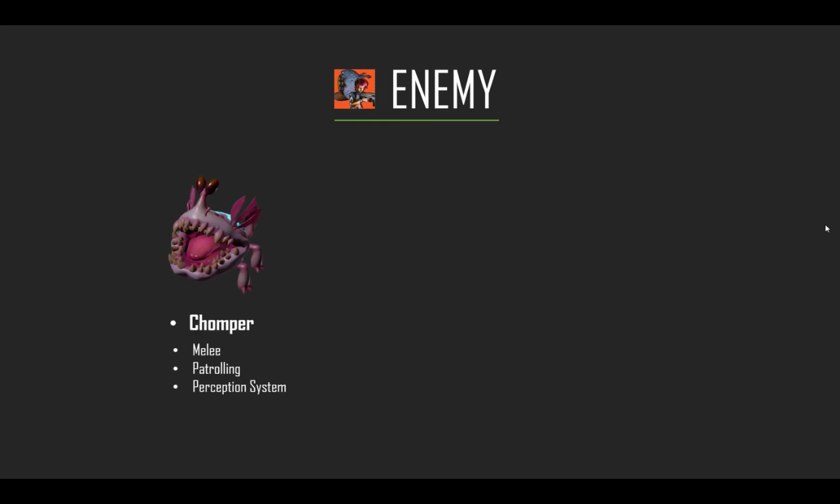On top of that, we'll of course have the enemies. There will be three major enemies. The first one will be the Chomper. Chomper is a melee enemy, and it's able to patrol the environment and has a perception system, and when it sees the player, it will pursue the player and then attack, of course.